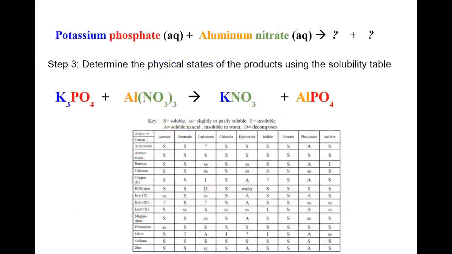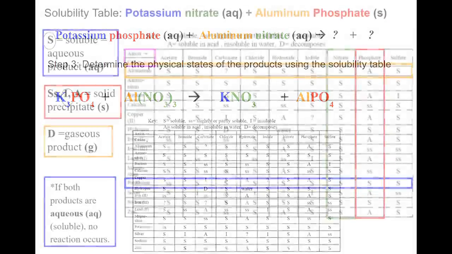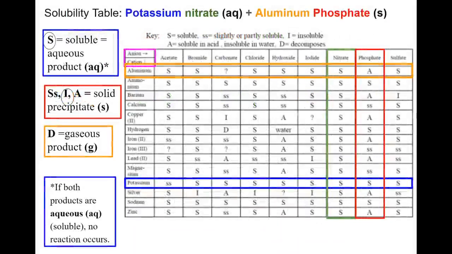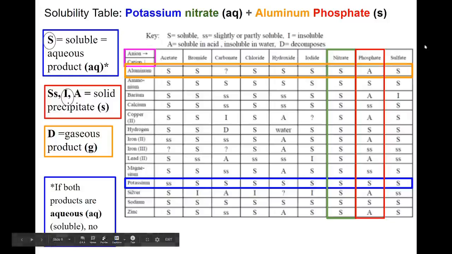So now we need to move on to step 3, determining the physical states of these 2 products using my solubility table. So I'm going to need to look up my 2 new products and figure out, are they soluble, aqueous, slightly soluble, insoluble, soluble in acid, which would mean it's a solid, or D, decomposes, which would mean it would make a gas. So my cations are listed vertically and my anions are listed horizontally.